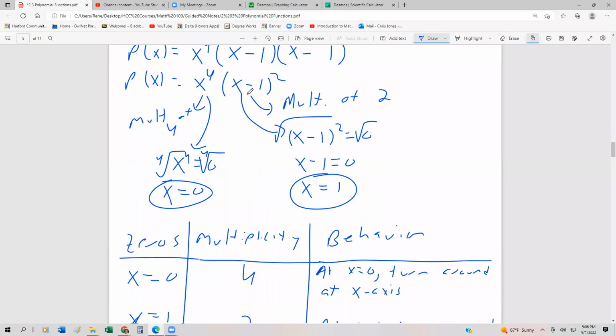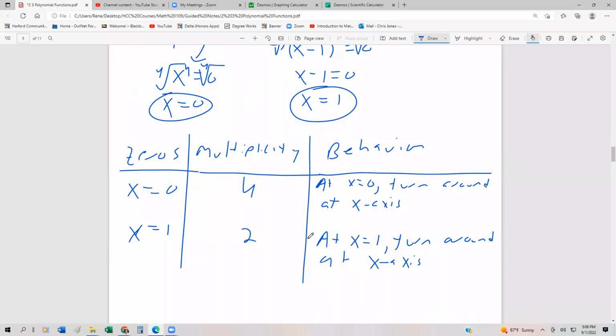Okay. And that's exactly what we should expect, that it never crosses through because there are no zeros of odd multiplicity. So that's one way that we can start predicting some of the behavior of these polynomial functions. Okay, so now we know the far right, far left behavior by looking at the leading coefficient and the order of the polynomial, and then we also take a look at the zeros, and we can start getting an idea of the behavior of the graph at those zeros.